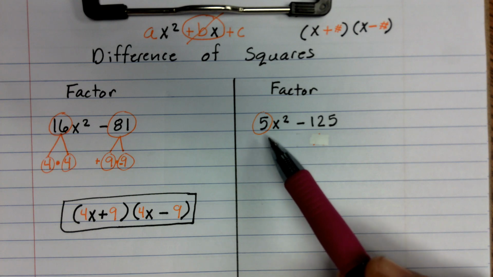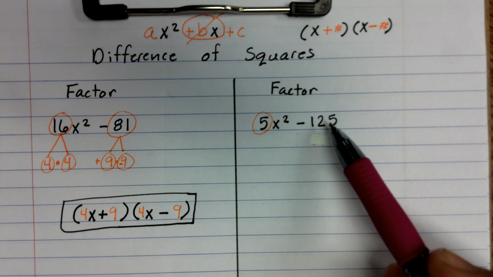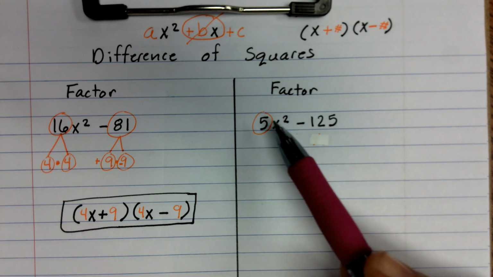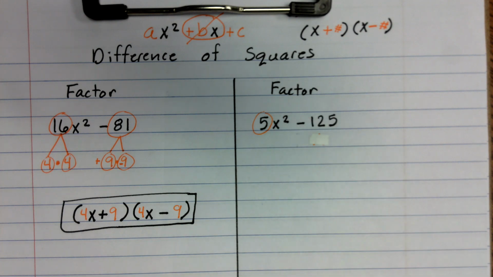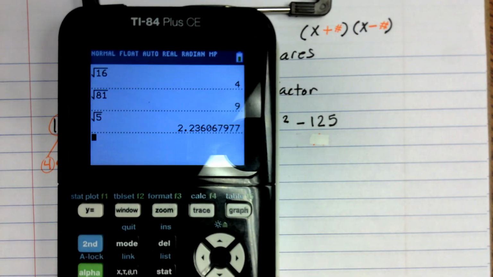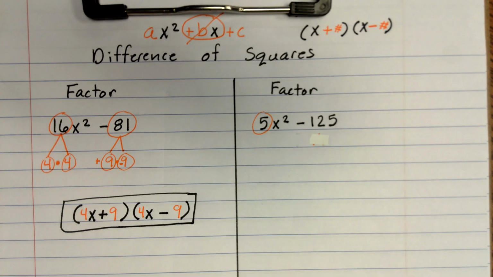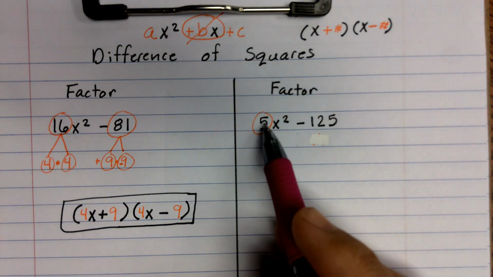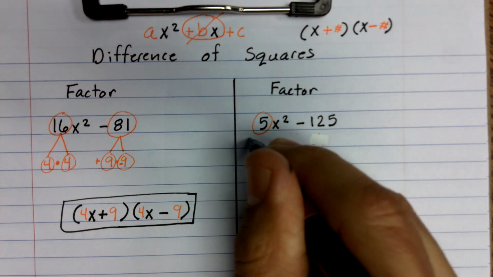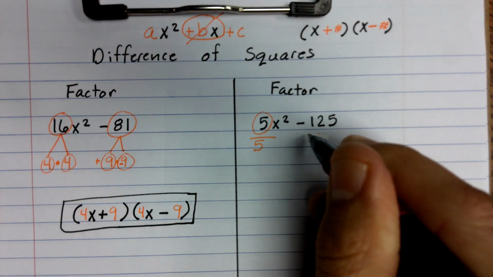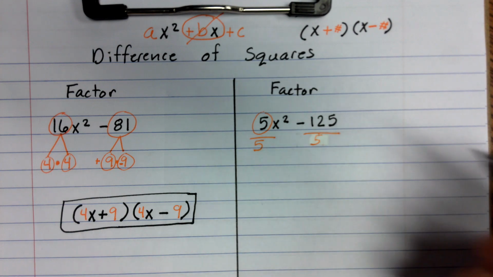Since we know that 5 is not a perfect square, we're going to see, can 5 be factored out of 125? And if it can, we're going to factor it out of both of these terms. So I'm going to grab my calculator. Since we already verified that it's not a perfect square, I'm going to take this 125 and divide it by 5 and see, can it go into it? And it does. It goes into it 25 times. So since I know that 5 can go into itself and 5 can go into 125, I'm going to factor it out before proceeding with this problem any further.